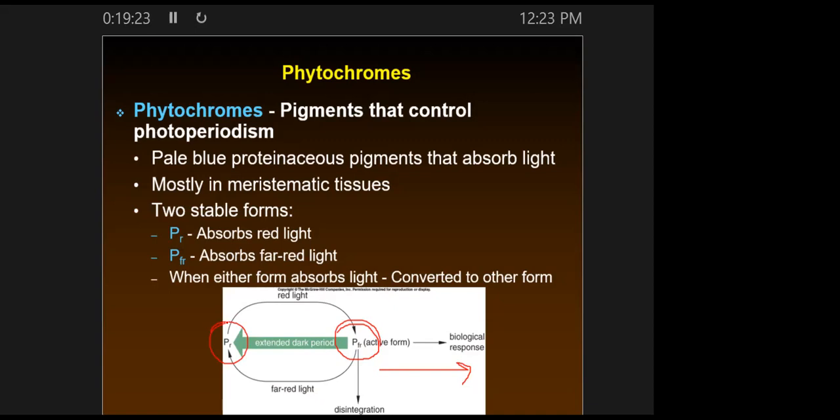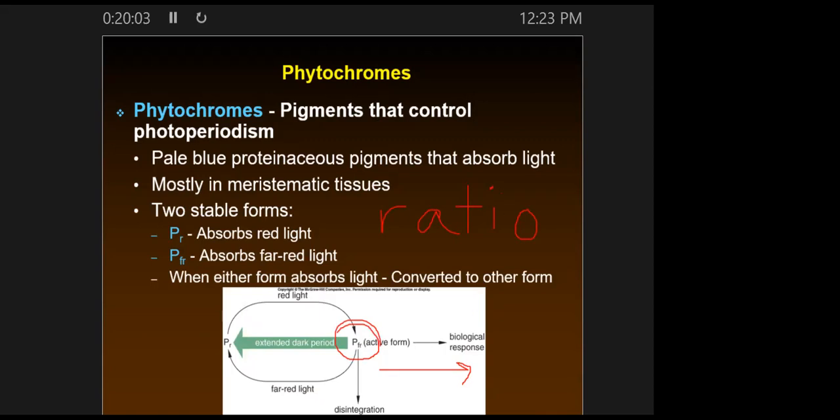What they're discovering is that it's actually the ratio of these two forms of the pigment that the plant is responding to. It's saying to itself, how much P sub FR do I have? How much P sub R do I have? And based on that ratio, I'm going to do this behavior. And so it might be to flower, or it might be telling it you need to grow, and I'll explain a little bit about that.